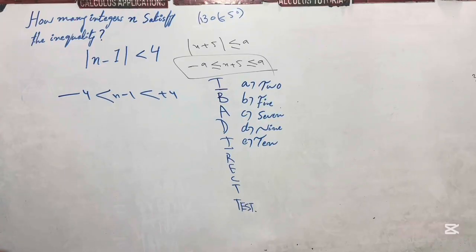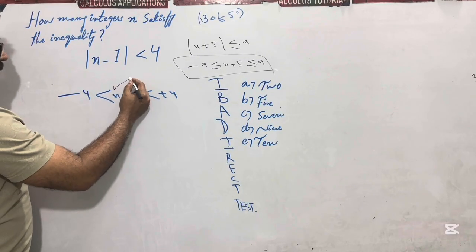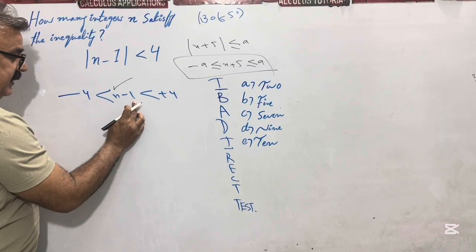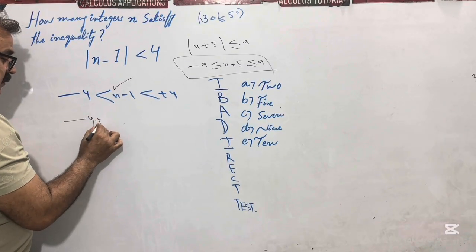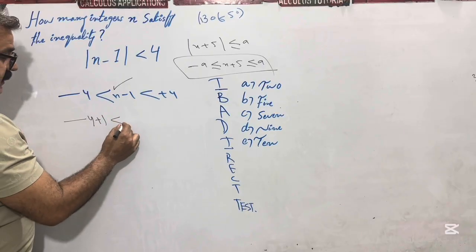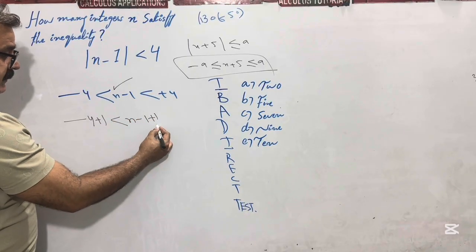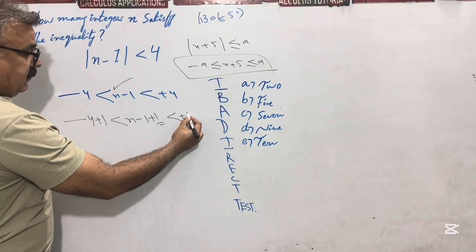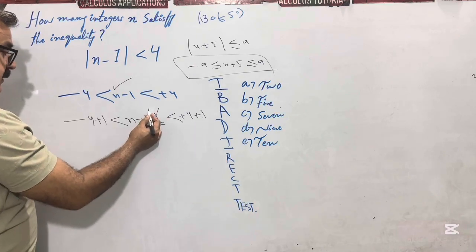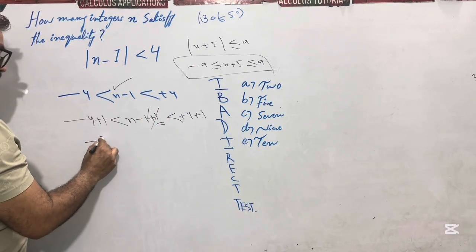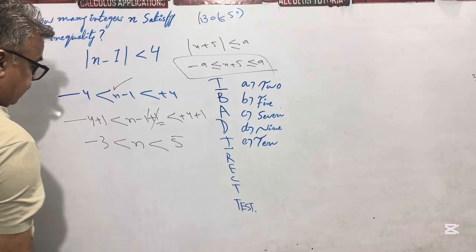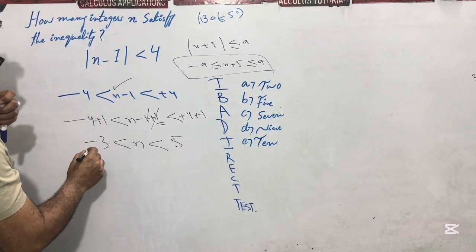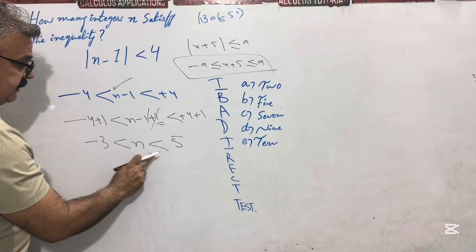Now we are interested in n. We have to get rid of this negative one, so add positive one throughout everywhere. Minus 4 plus 1, less than n minus 1 plus 1, less than 4 plus 1; the ones cancel out. Minus 4 plus 1 is minus 3, less than n, less than 5. From this we can infer that minus 3 is not included, as well as 5.